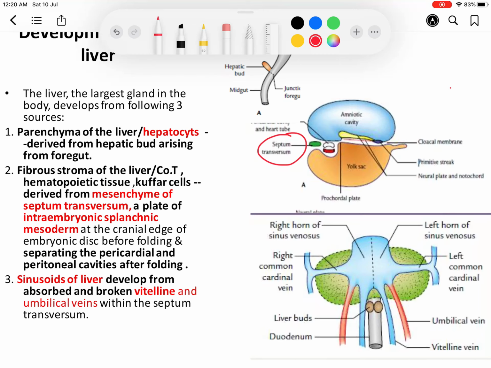Then the sinusoids of the liver develop from the umbilical veins and the vitelline veins, which are broken up and then absorbed into the septum transversum. So these are the three components.